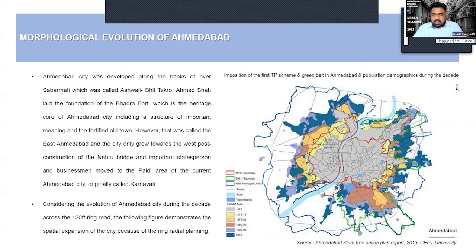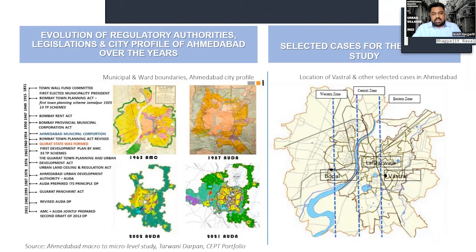Considering the evolution of Ahmedabad city over the decades, because of the ring road, the following figure demonstrates the spatial expansion of the city because of the radial planning. Now, for the radial planning, you have to see the graph. Radial planning has taken place in the city of Ahmedabad, and you can see the various developmental phases through the color codes given on the left-hand side. So, the 2021 development is the latest. The figure on the right shows the selected cases for the study.